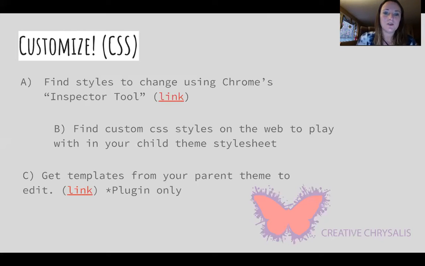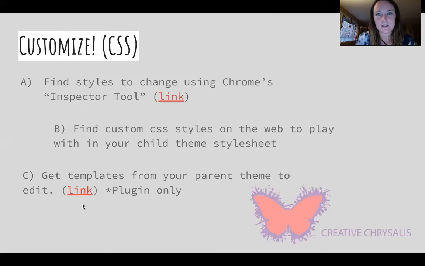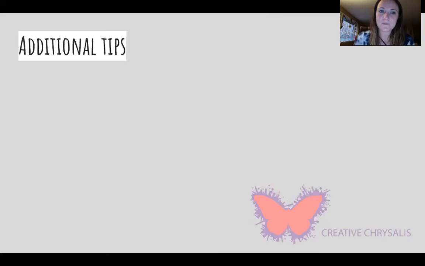You can also find templates from your parent theme to edit using the plugin. We went over that a little bit, and there's a link resource here in terms of actually generating a template of a file like the style.css file from your parent theme. The plugin allows you to do that. And then you can basically copy the entire file and it puts it in your child theme editor area.